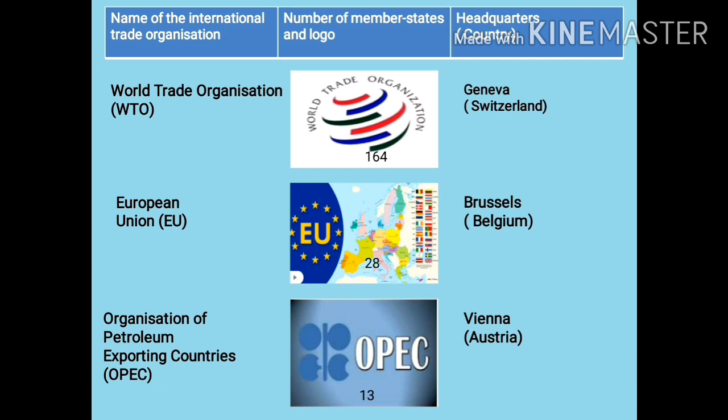The third organization is the Organization of Petroleum Exporting Countries, that is OPEC. The headquarters is in Vienna, Austria. Now let us see the functions. It controls the international trade of crude oil and controls the rate of crude oil production among member states.